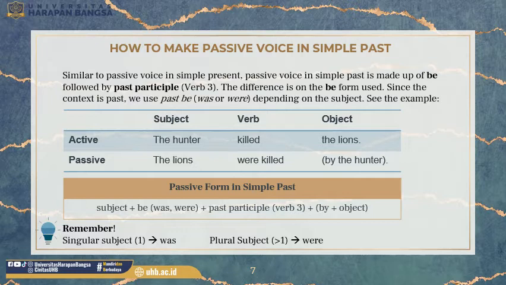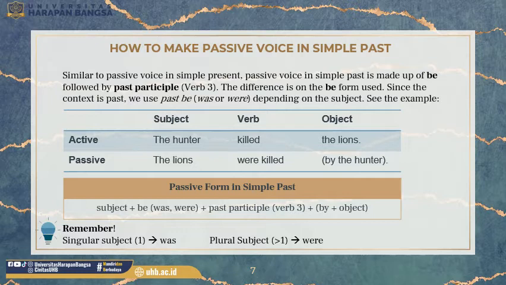In active sentence we have the hunter killed the lions. Sudah tahu konteksnya lampau ya, dari kata kerjanya yang memakai bentuk ed. Kita lihat ada subjek the hunter, predikat atau verbnya yaitu killed, kemudian objeknya the lions. Kita buat kalimat ini menjadi pasif. Kita ubah objeknya taruh di depan, maka subjeknya menjadi the lions.